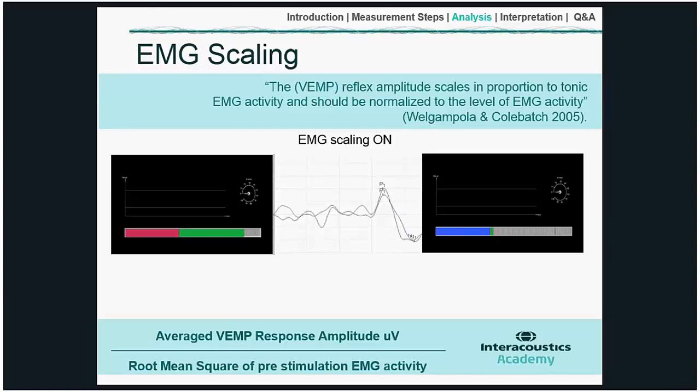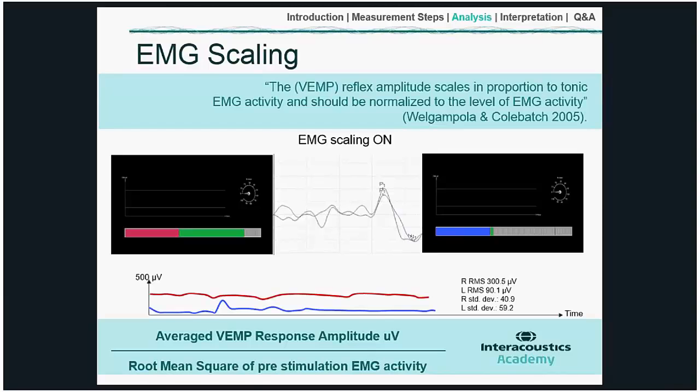In the software, above your test result, you can see a graph that looks like this. It's called the EMG graph, and it shows time along the bottom and EMG activity throughout the test. In this example, the left had a low level of EMG activity, about 90 microvolts, and the right had a very high level, around 300 microvolts. So we can see that these need to be taken into consideration.